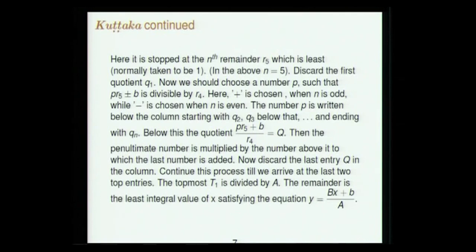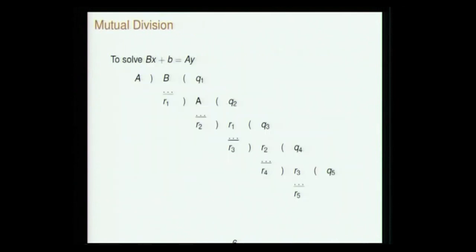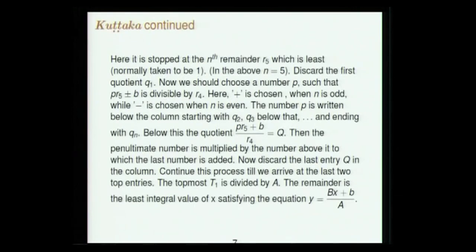In fact, you can go on till you get 1. So, in the above case n is equal to 5. Now, discard the first quotient q 1; the other quotients q 2, q 3, q 4, q 5, you write as a column, one below the other. We should choose a number p such that p r 5 plus or minus b is divisible by r 4. Here plus is chosen when n is odd and minus is chosen when n is even.